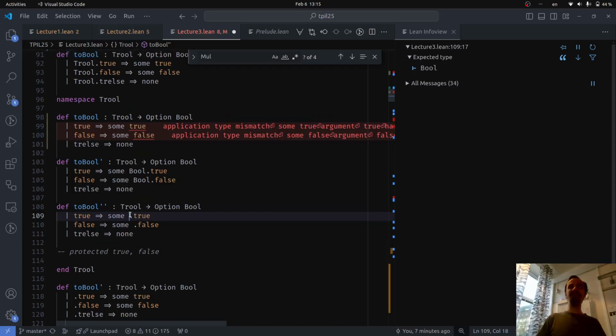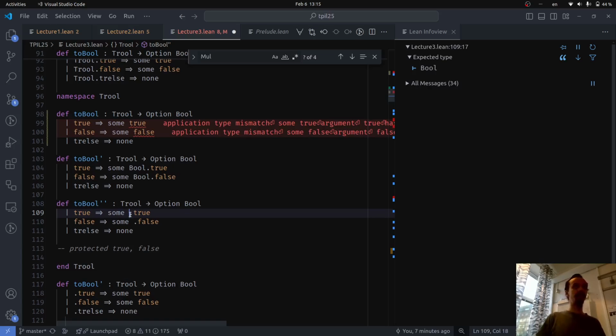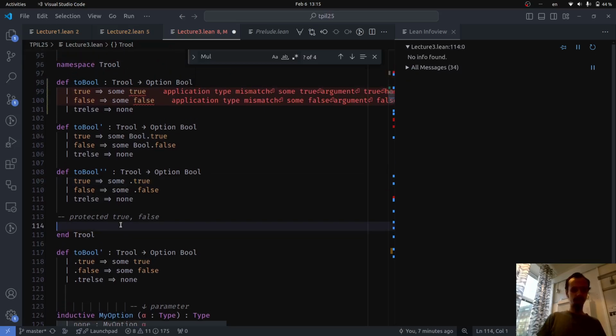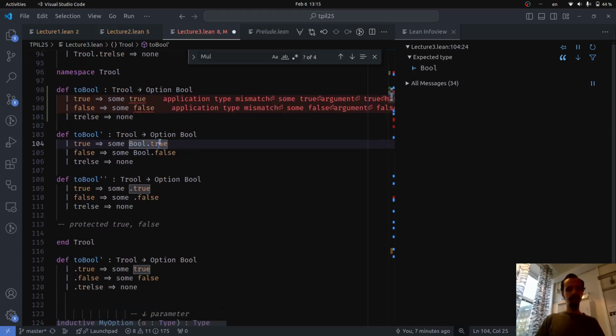There is actually a version of this that will just do type-based overloading, but I think for that you need to use actual notations and not just names. So I won't show how that works, but there is something. And of course you can refer to these things with their full names like this. If you just say Bool.true.